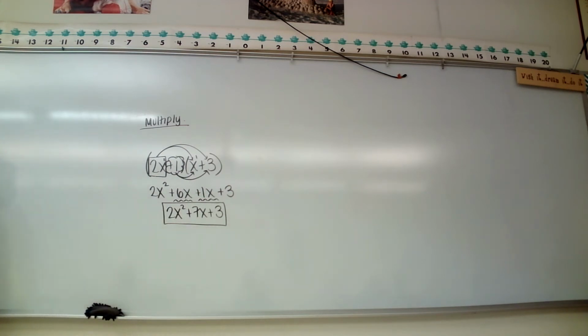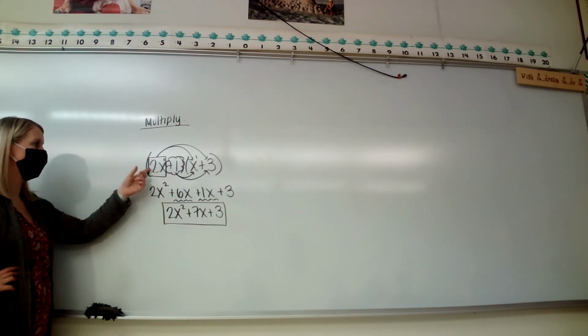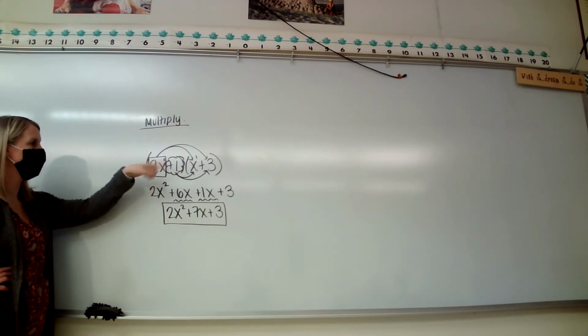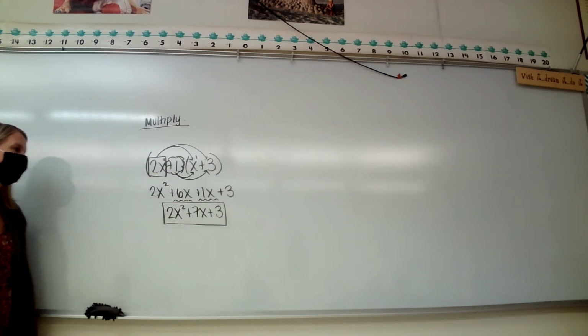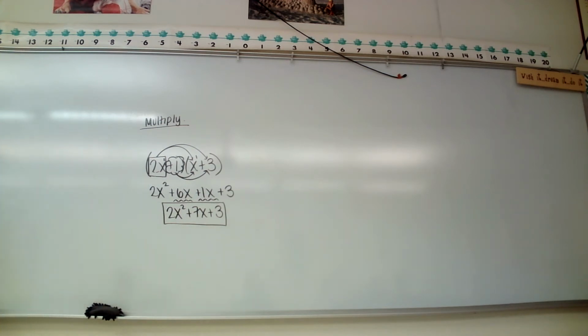So the concept is kind of the same. It's just that now, instead of having one term outside of the parentheses, we had 2 terms. So you just do them individually. Take the first term, distribute it, and take the second term and distribute it. And then you're good. Does anyone have a question with that concept?